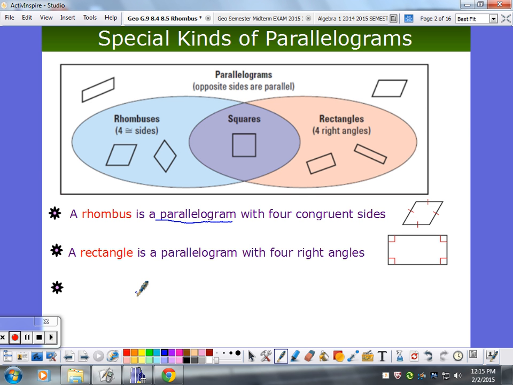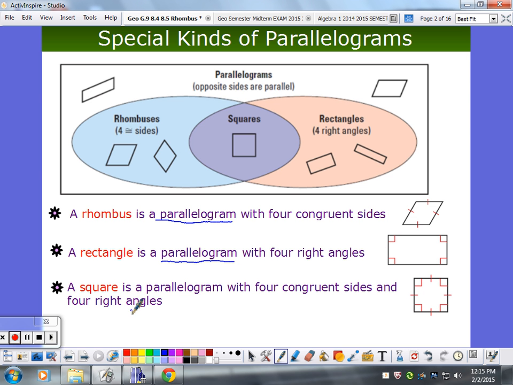So that means that everything that's in a parallelogram is also in a rhombus, plus it has four congruent sides. A rectangle is also a parallelogram. So again, all the properties of parallelogram apply, plus it has four right angles. And a square, again, is a parallelogram, so all those rules of parallelogram are true for a square. It has four congruent sides and four right angles. So it's these two things put together. It's a rhombus and it's a rectangle, and that makes it a square.